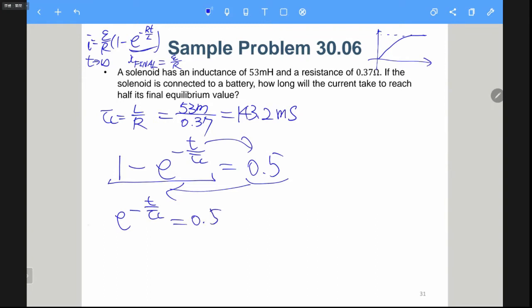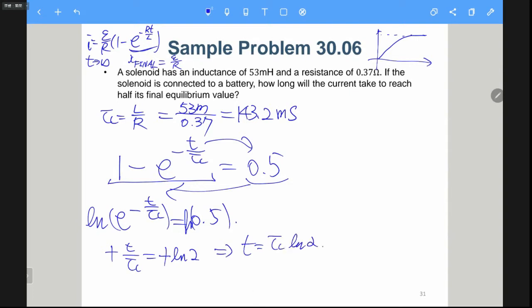And then we take log on both sides. So log and exponential will cancel each other. So negative t over tau L will be log 0.5, which is negative log 2. So the negatives cancel each other. So finally, we will have t equals tau L times natural log of 2, which is 143.2 millisecond times natural log of 2, which is around 0.1 second.